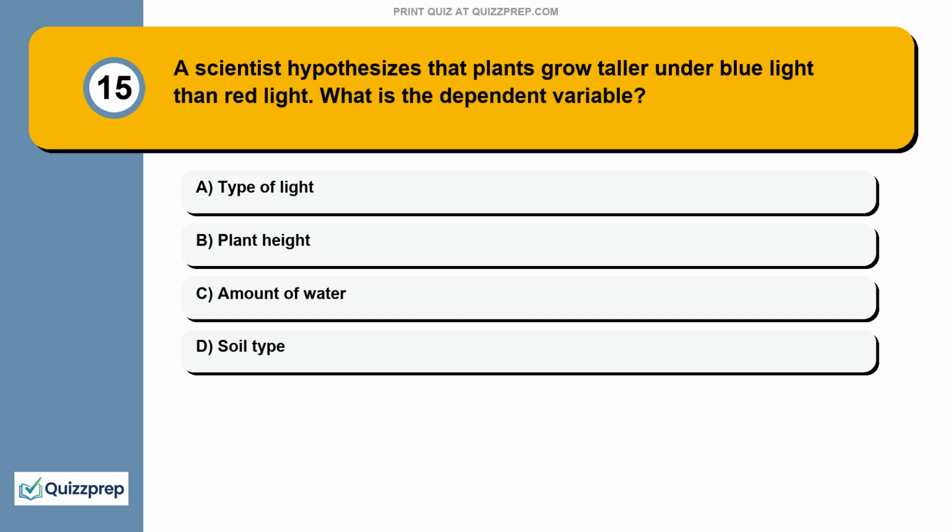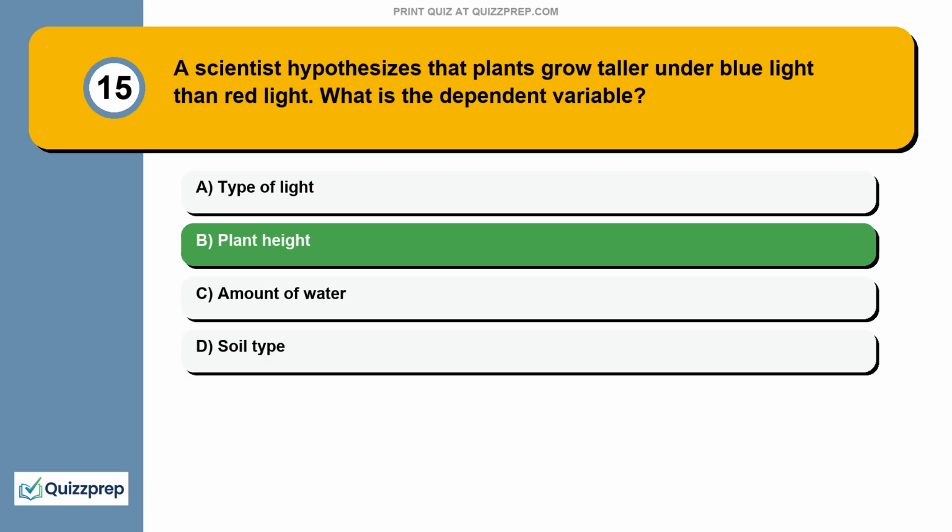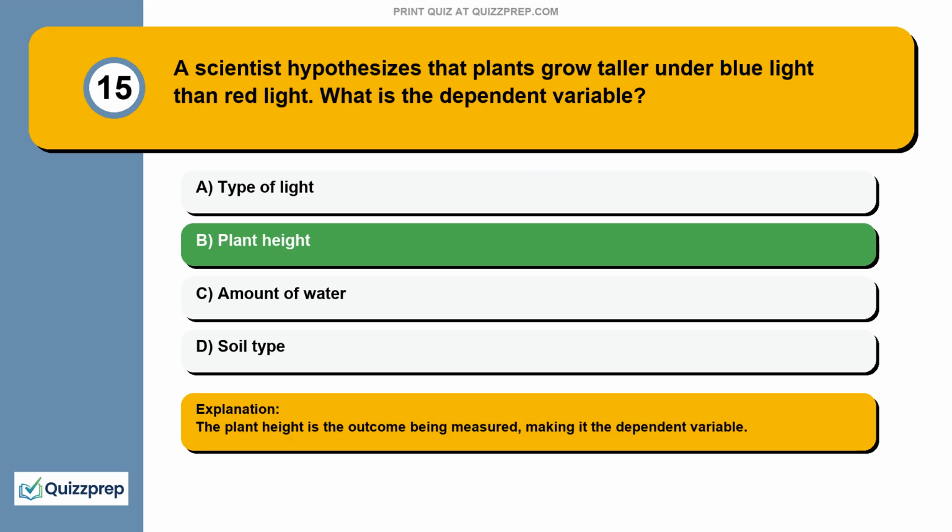Question 15. A scientist hypothesizes that plants grow taller under blue light than red light. What is the dependent variable? Type of light, plant height, amount of water, soil type. The plant height is the outcome being measured, making it the dependent variable.